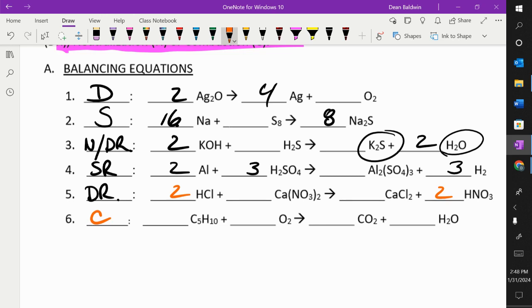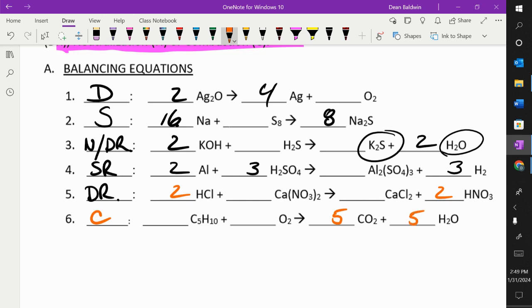Balancing combustion reactions can be interesting. Okay, so we'll do this one together. Leave the oxygen to the end because that's the element. So we have 5 carbons over here. I only got 1 over here, so I'm going to put a 5 there. I have 10 hydrogens on the reactant side. I only have 2 there, so if I put a 5 there, we've balanced the carbons, we've balanced the hydrogens.